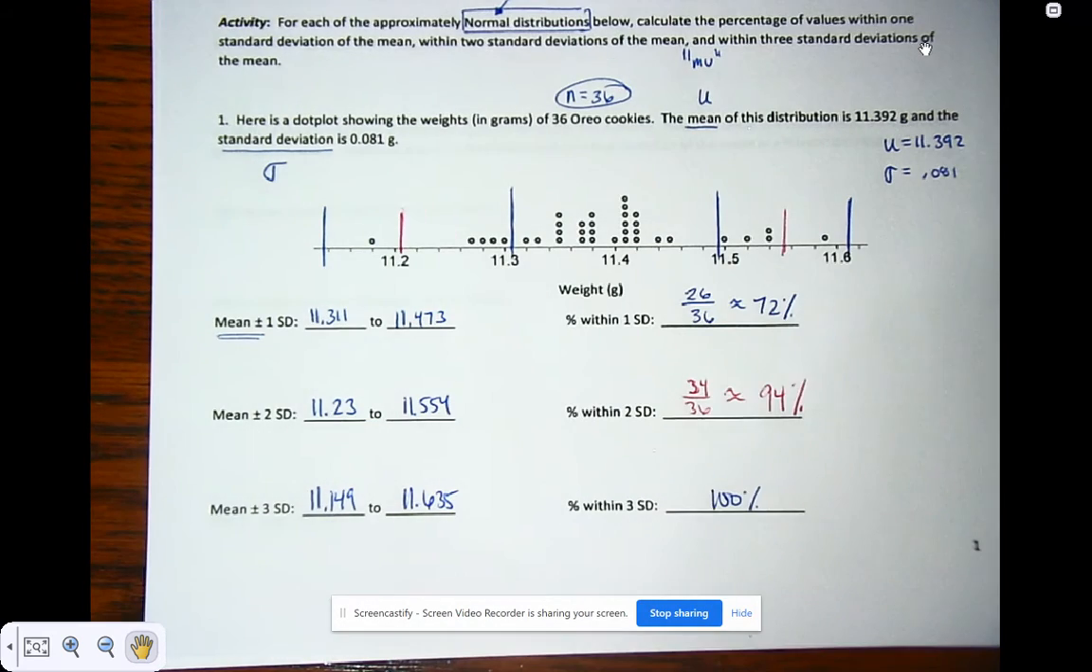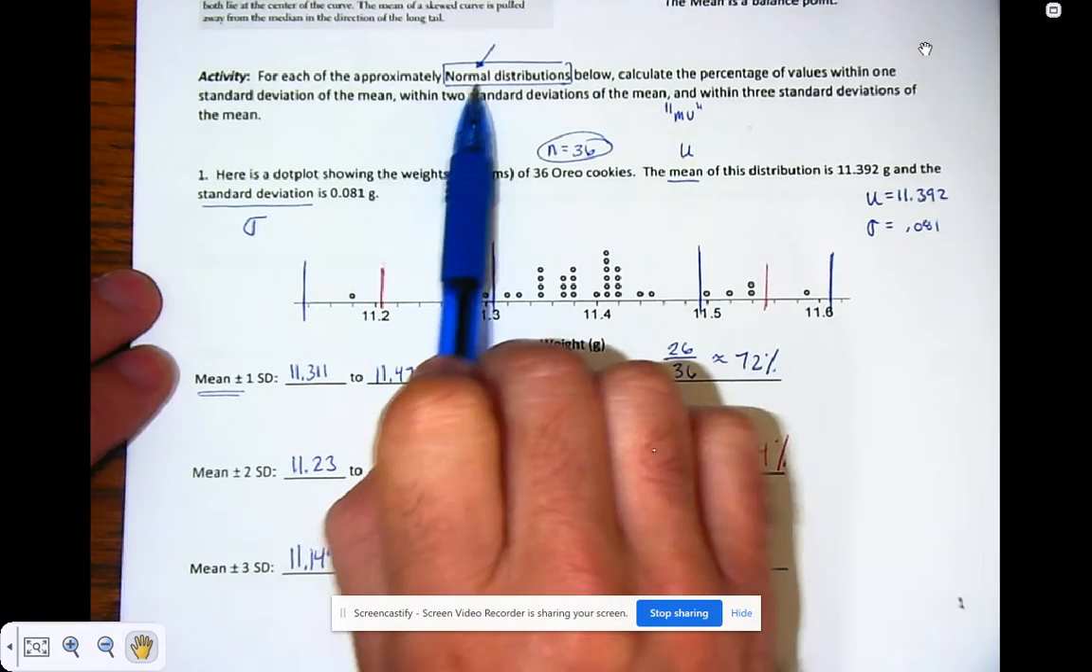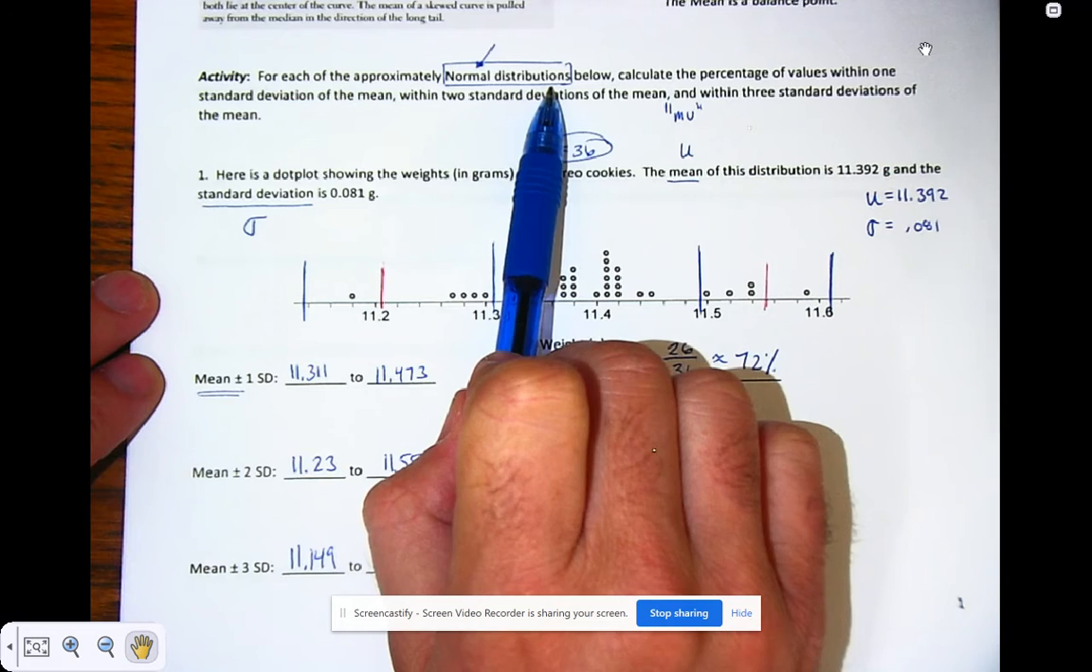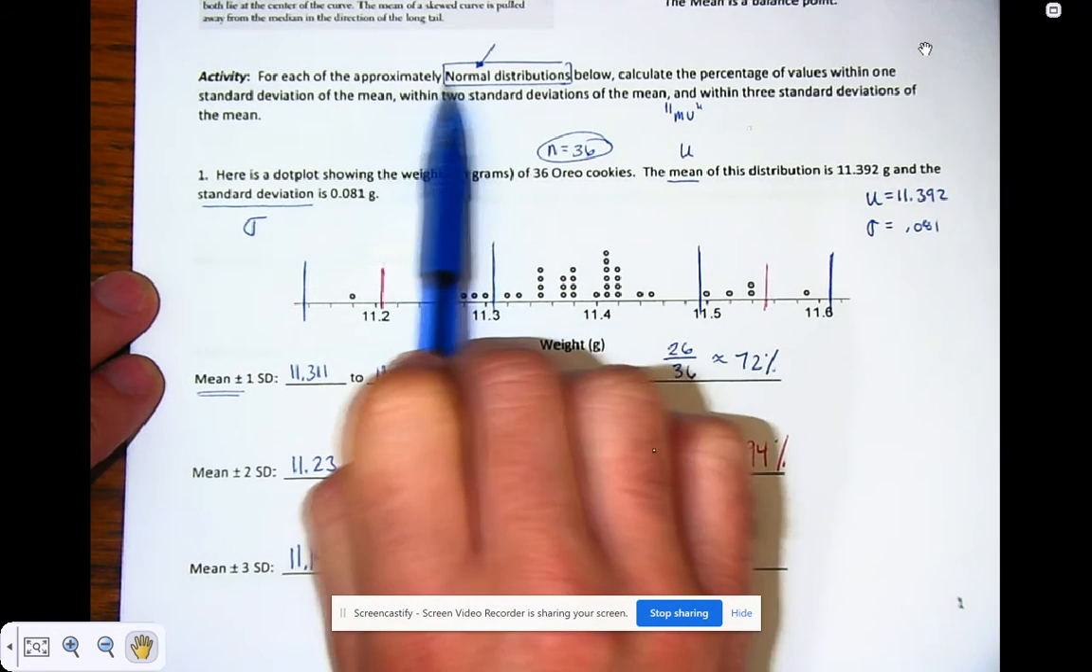All right. So what are we doing? Let me pause and remind you. So they just threw this new vocab word at us, normal. We know what a distribution is. A distribution is these dots, this graphical display. So what does this normal distribution mean?